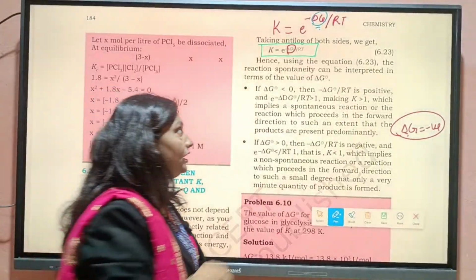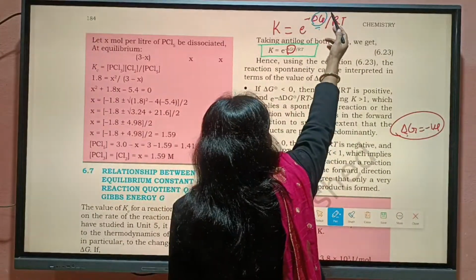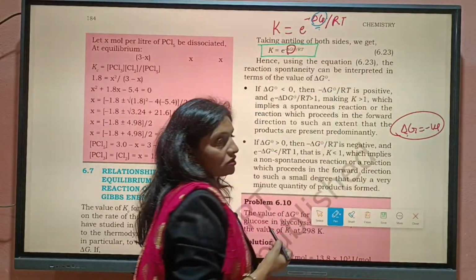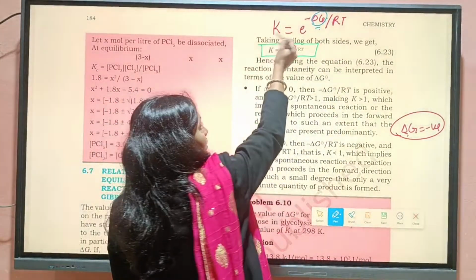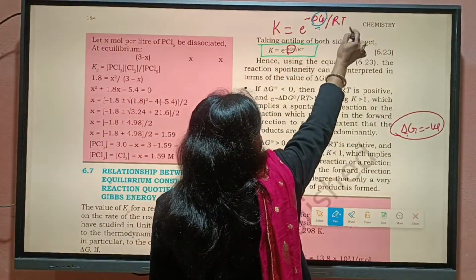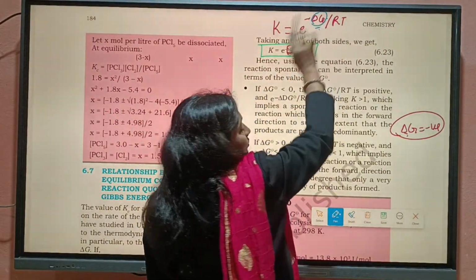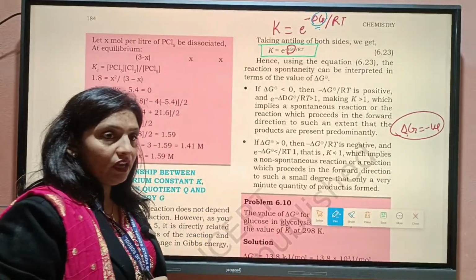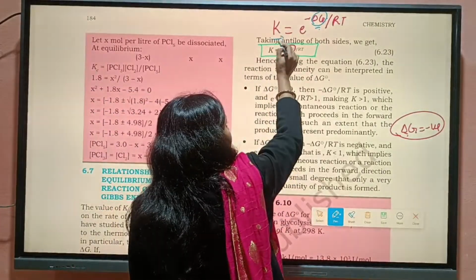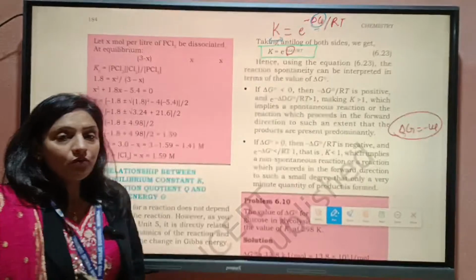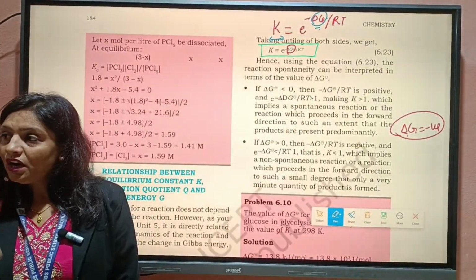So e raised to power, if its power is positive, then overall K will be greater than 1. Overall this value will be greater than 1, meaning the value of K is greater than 1. The value of K will be positive.